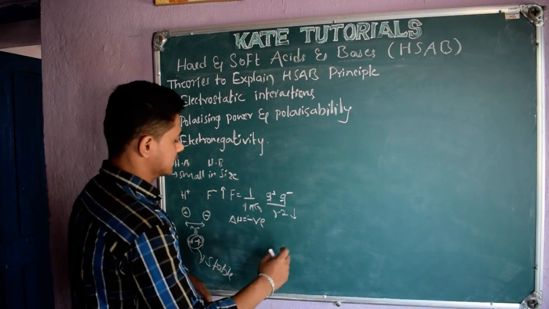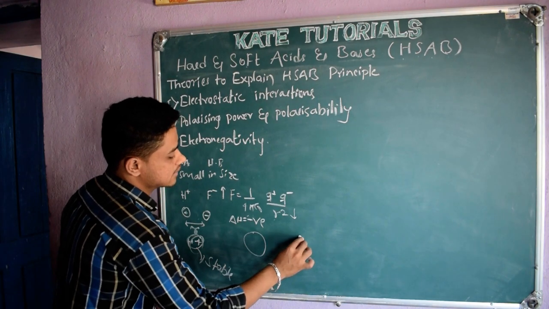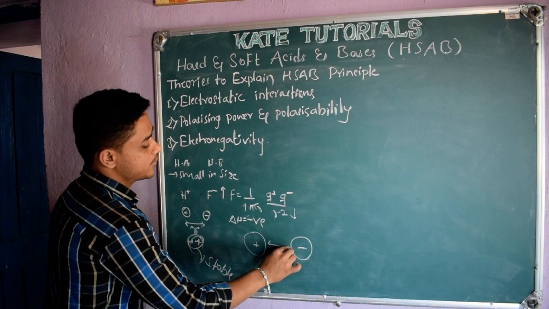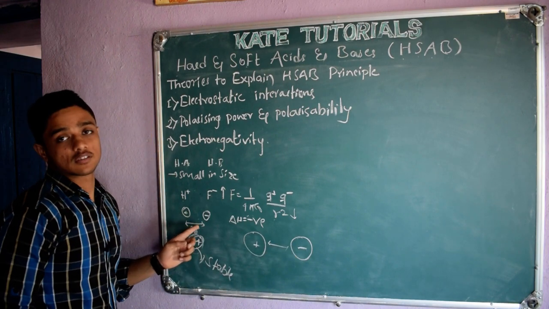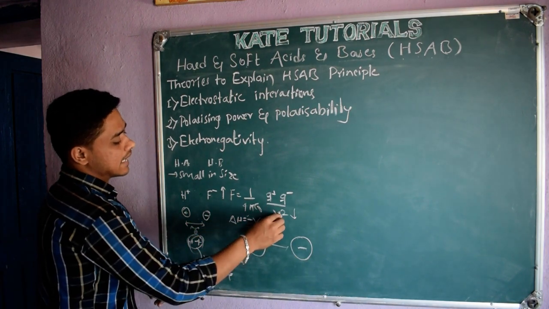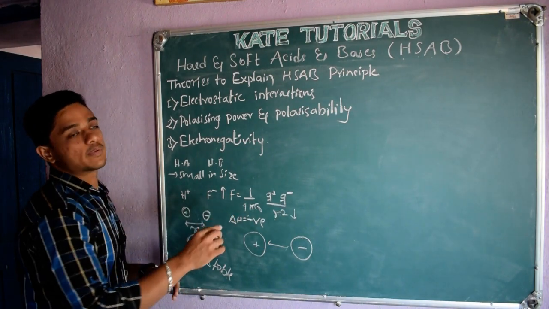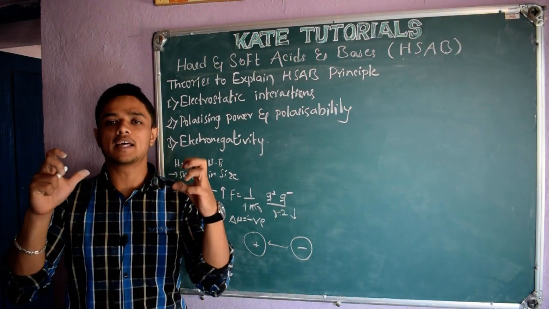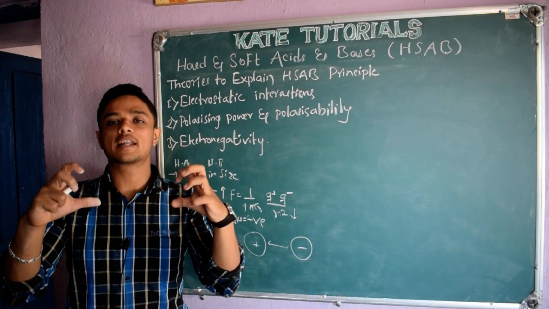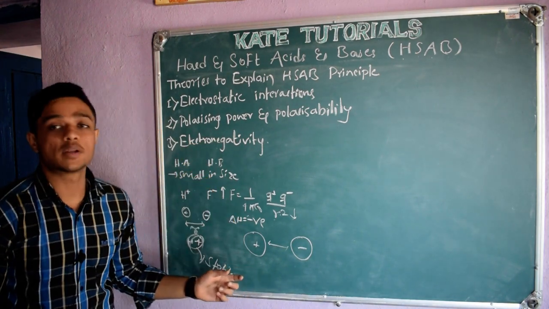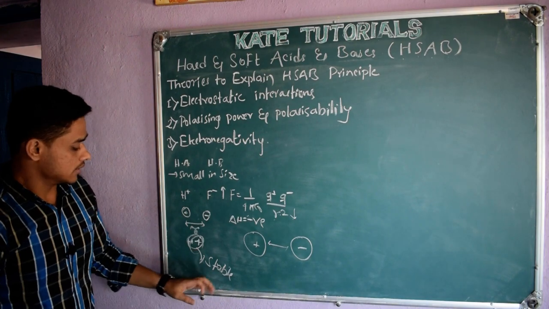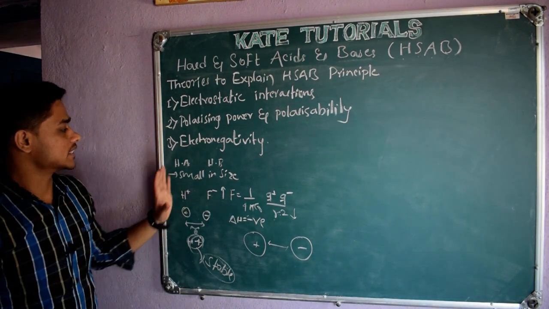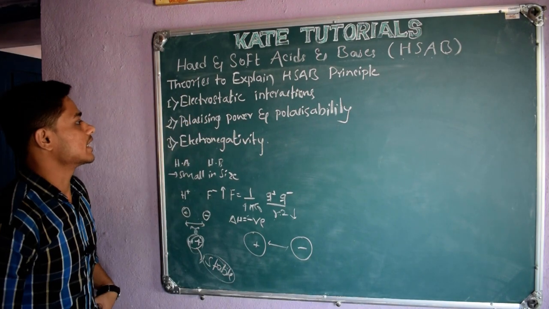If the size is big, let us take this as the positive size and this as the negative size, then R will not be as small as in the small size case. Since R is not that small, F will not be that high, because the attraction will not be that much. So the energy will be less and the complex will be less stable. So to have a stable complex, size should be small. This can be explained by electrostatic interaction.